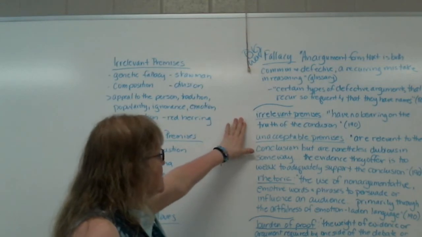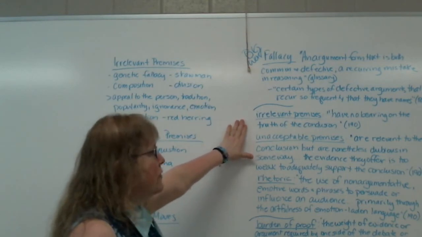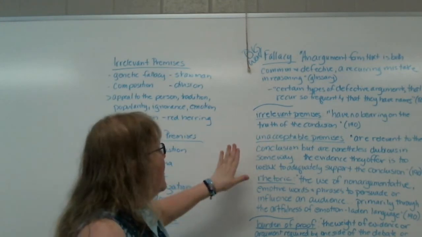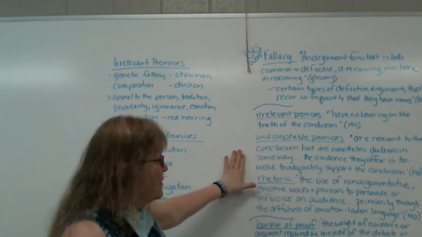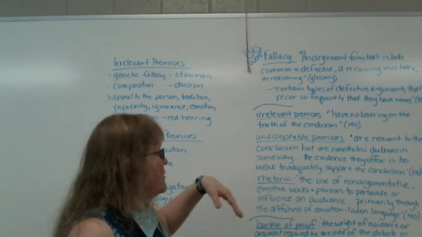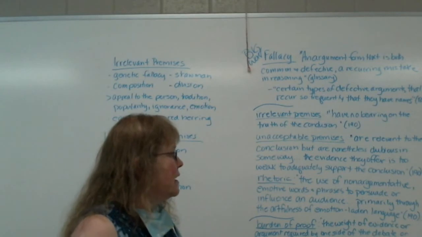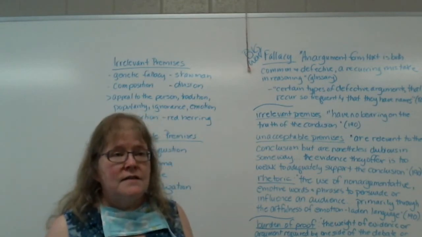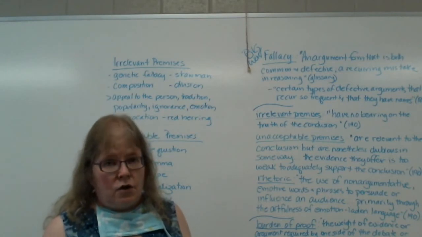The irrelevant premises have no bearing on the truth of the conclusion. They're distractions. Unacceptable premises are relevant to the conclusion, but they are dubious in some way. The evidence they offer is too weak to adequately support the conclusion. So when we rely on these fallacies, we're just undercutting our own argument.